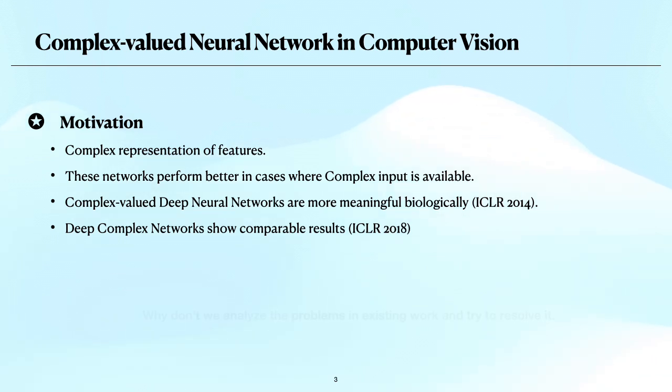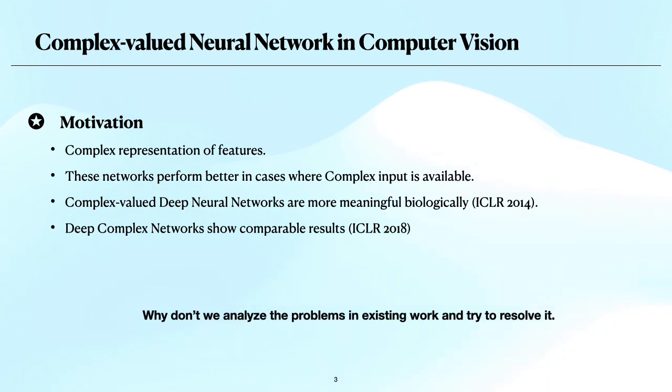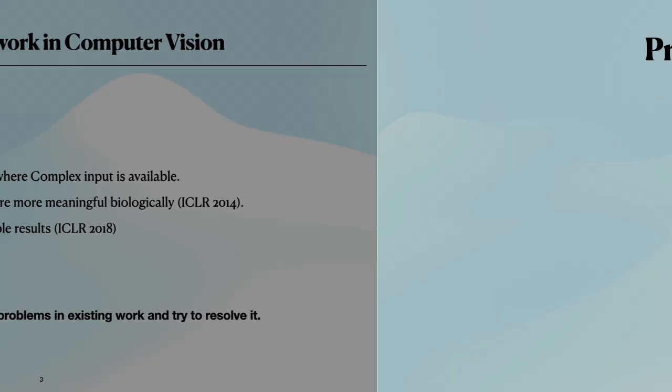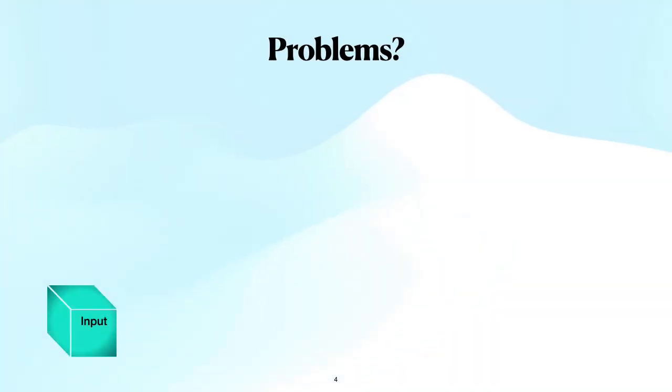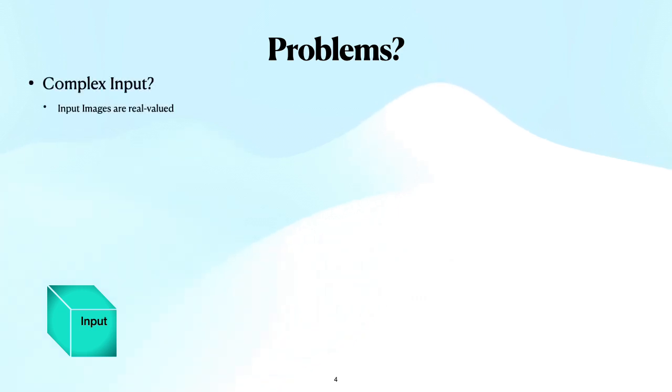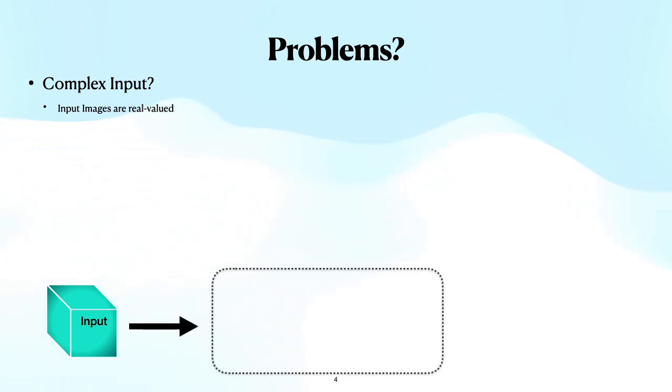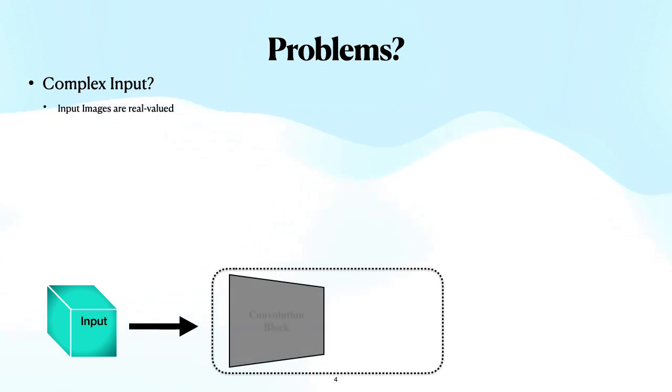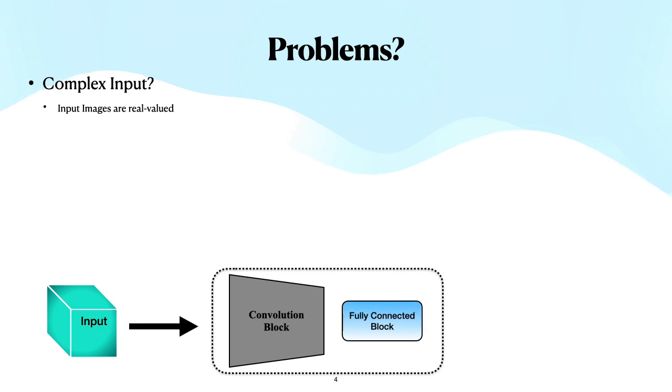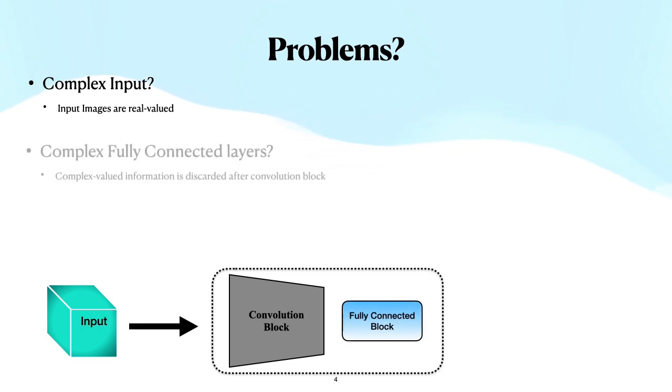Now let's see what are the problems from previous works that we can resolve to improve these networks. First, let's focus on input. In a typical setting, the input is real valued. Even if we consider the input as the real component of a complex input, the imaginary component is 0, providing no information. Second, when we take that input to the network, the complex information is only carried till the convolutional block and then it's converted to real value by various methods as shown in previous works.